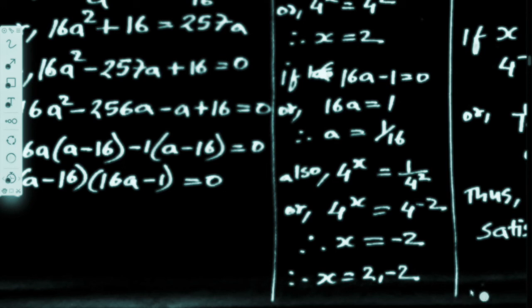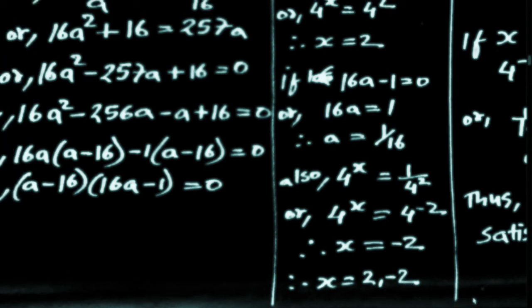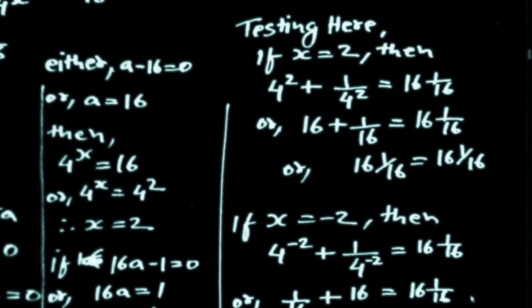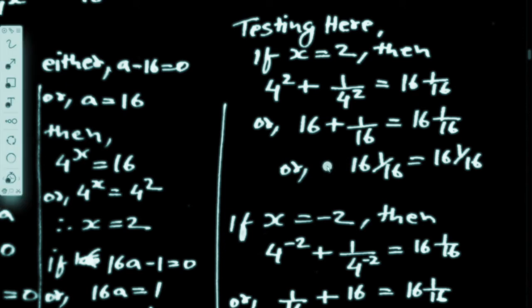Let's see here, to check whether the values 2 and minus 2 are right, we have to test. After testing, if we get equal results, then we can say that our value of x is right. Now we are testing. If x equals 2, then in the starting equation we should put the value of x. At every step we have to keep this 2 in place of x.